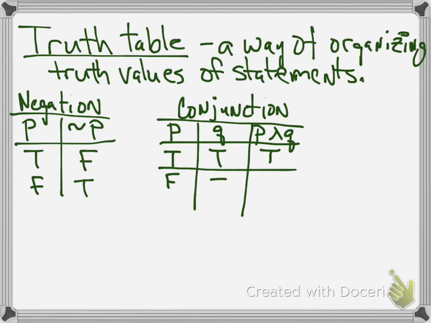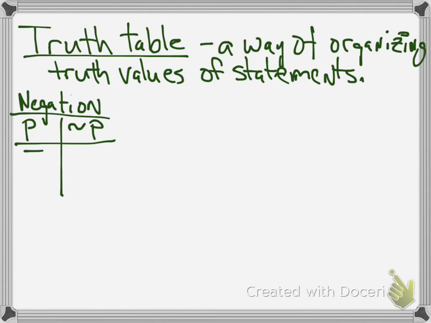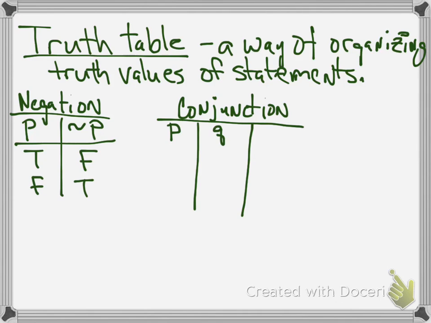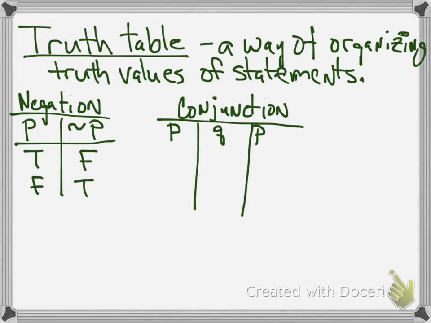For example, well, actually, let's talk about truth tables. A truth table is a way of organizing the truth values of statements. So look, how this works is, and I'll try to give you an example. But write this down. A negation: if P is true, then the negation is false. If P is false, then the negation is true. In a conjunction, if I say both P and Q are true, then the whole thing is true, the conjunction.